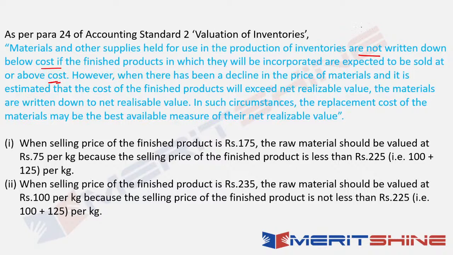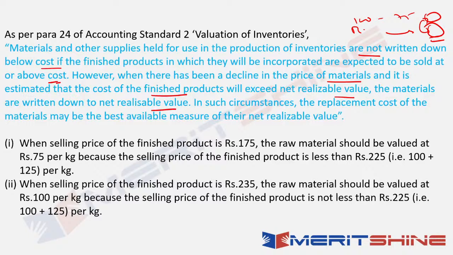So even if the raw material I had bought for 100 has gone down to 75, if my final good is giving me a profit, then I will not write it down. However, where a decline in the price of the material indicates the cost of finished goods will exceed the net realizable value, the materials are written down to net realizable value. That means you will not be able to make profit out of it. Then better write down the cost of the raw material that you are carrying.